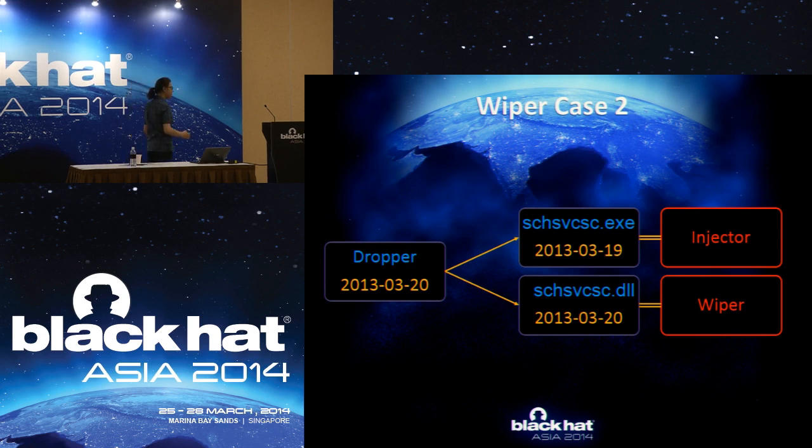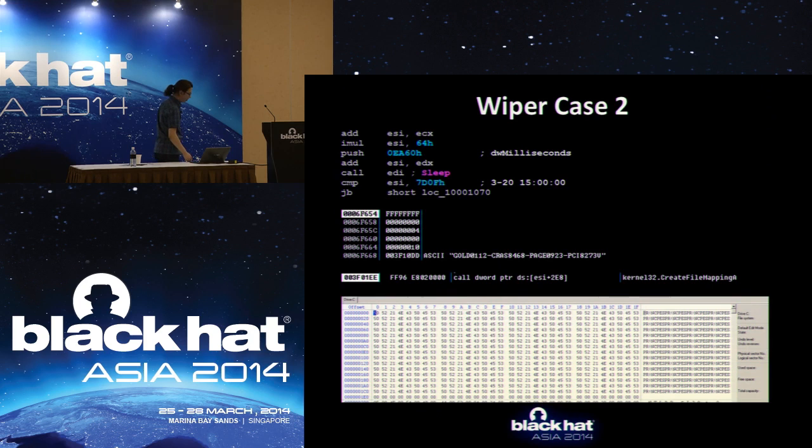It's a little bit more complex than the first one. It has an injector, which injects the wiper into your running process. This one is different. It has a time bomb. It's preset to March 20th, 3 p.m. And the next is a file mapping object. And the result. Still simple and straightforward.